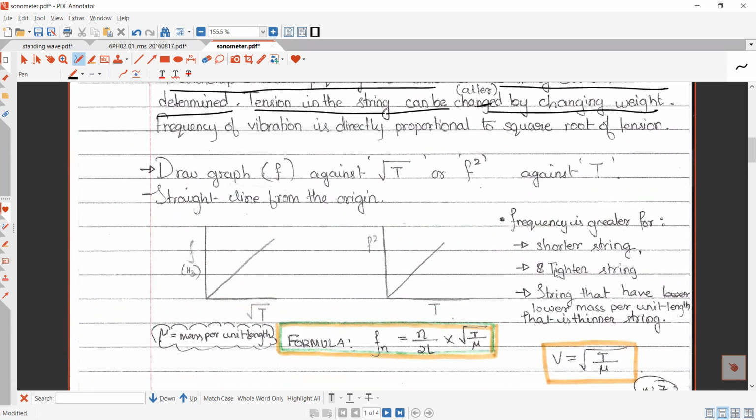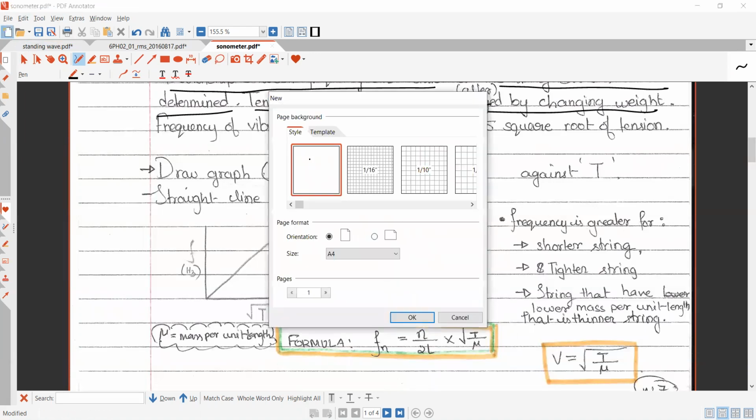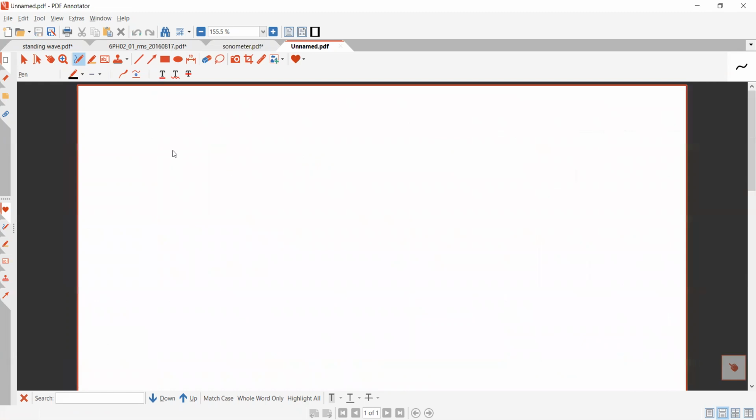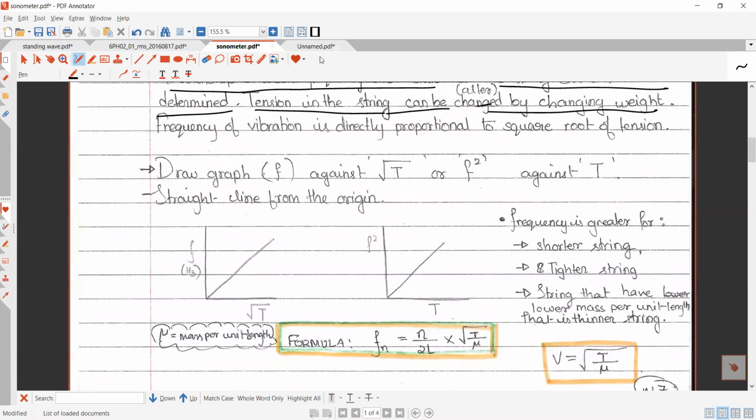Okay, there are two formulas which you are supposed to know. Let me write them down for you. These two formulas relate to the sonometer or any string-related concept. First thing first, you are supposed to know v is equal to root of T by mu. v is equal to root of T by mu. This is something you're supposed to know.